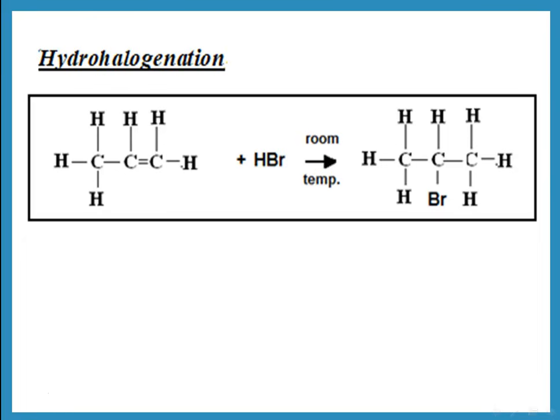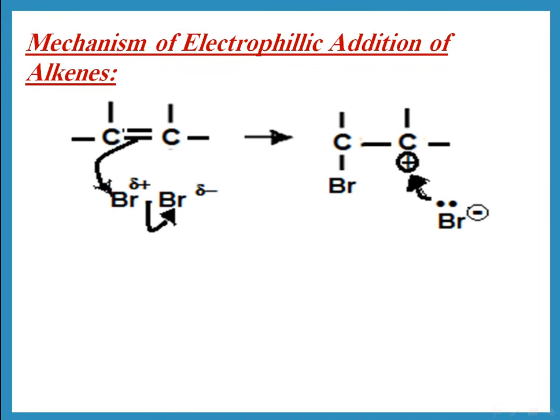Hydrohalogenation means I'm reacting it with HBr or HCl. This is done at room temperature, so you don't need any other conditions. You open the double bond and you put the Br on one carbon and the hydrogen on another. Now, what is the mechanism of this? The mechanism of this is called electrophilic addition.